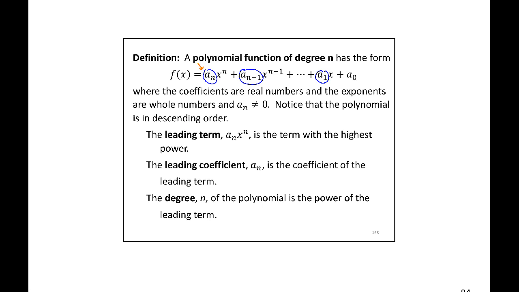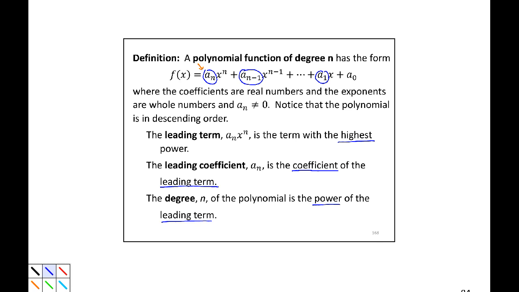The leading term, a sub n times x to the n, is the term with the highest power. The largest positive power that we've got, since they are all going to be positive exponents. The leading coefficient, a sub n, is the coefficient of the leading term. We need to find the leading term first, identify the coefficient of that term. That'll be our leading coefficient. That determines some of its behavior. And then last, the degree n of the polynomial is the power of the leading term.